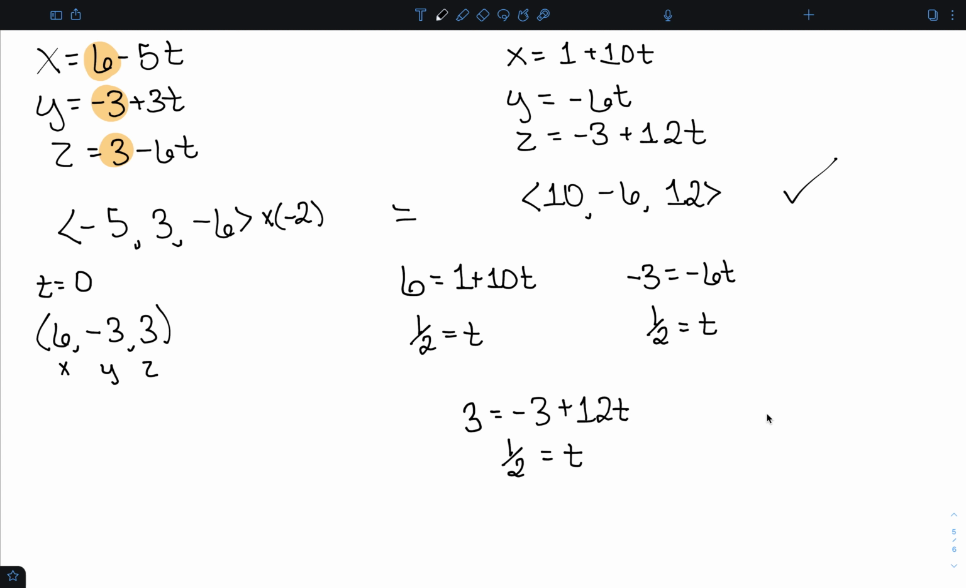And the fact that all of these are the same tells me that yes, this point is on this line. If any one of these was different, then the point would not be on the line. But since they travel in the same direction and they share a point, these two parametric equations represent the same line. Even though they look very different and they're written in different forms, they do represent the same line since they're traveling in the same direction and share points.